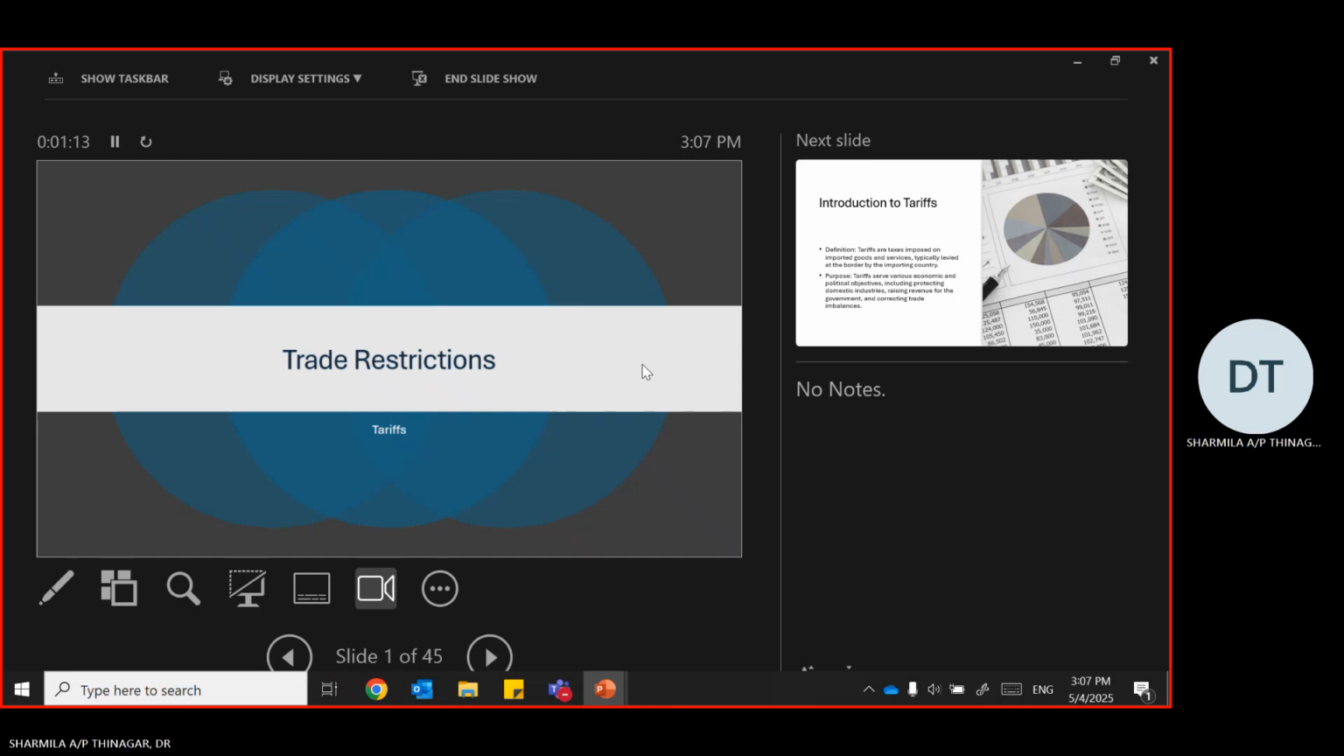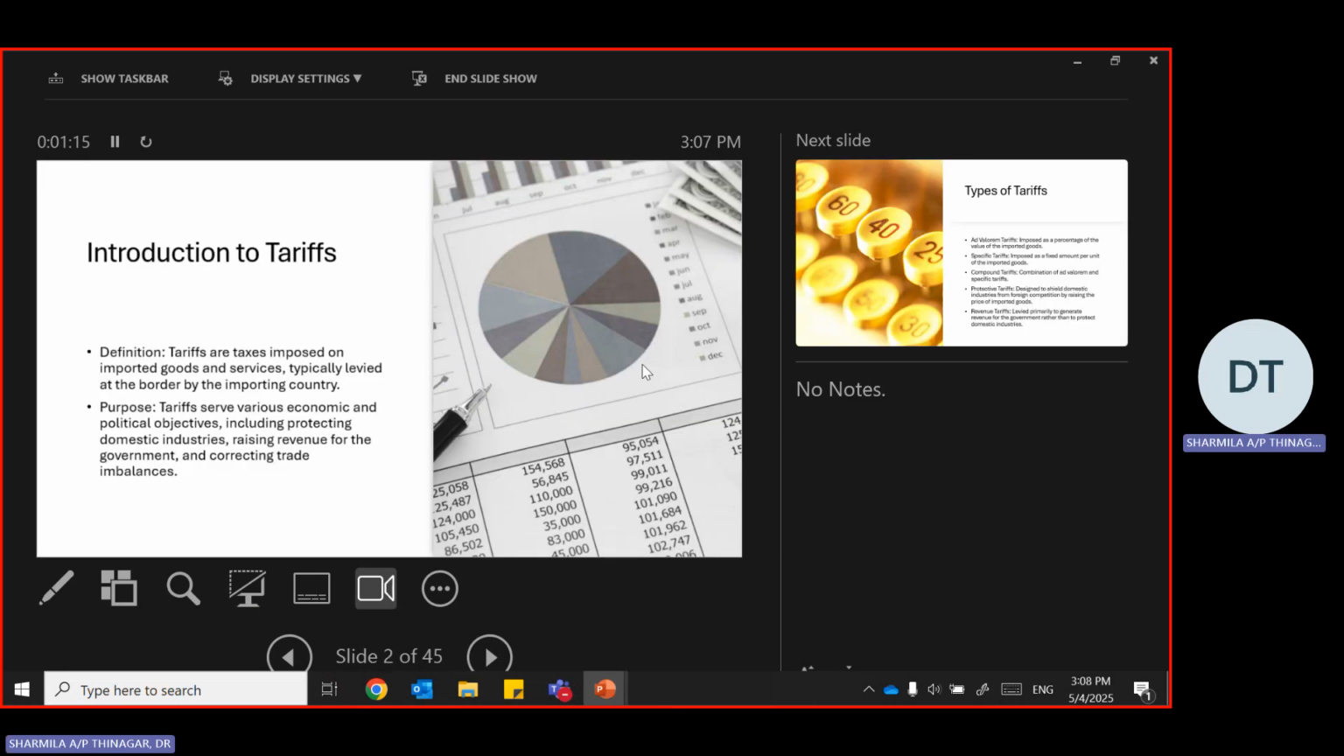Okay. So first of all, tariffs. That doesn't mean a tariff will come out only for your section B. I can ask in your MCQs as well. For example, I can ask a simple question: what is the definition of tariff? What is the definition of non-tariff? I can give you a few examples.